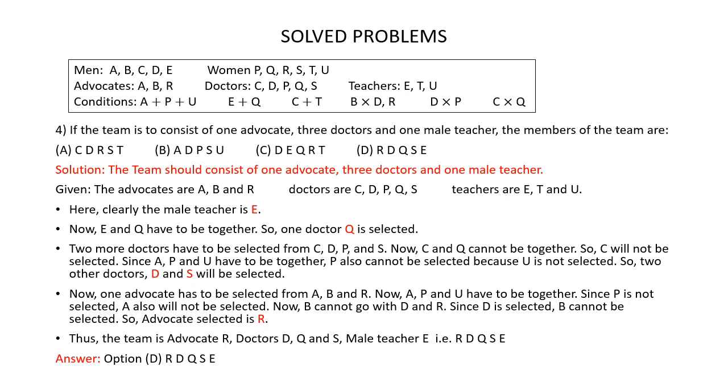Now according to the condition, we know that B cannot go with D and R. Now since D is already selected, clearly B cannot be selected. So the advocate selected is R.